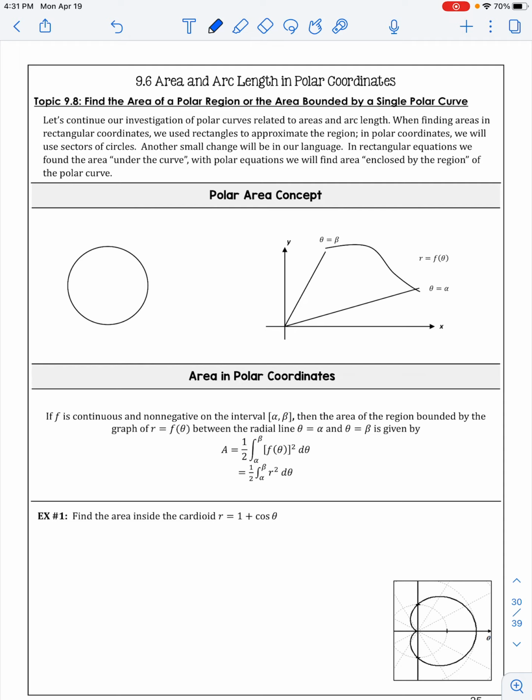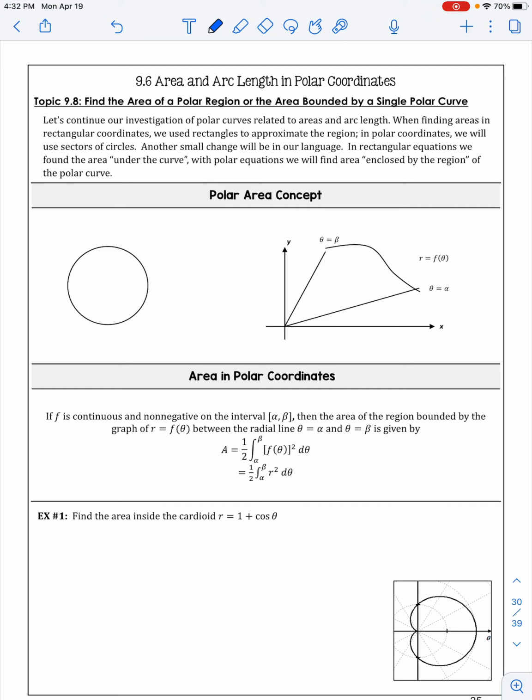When finding areas in rectangular coordinates, we used rectangles to approximate the region. That was our LRAM, MRAM, RRAM. We were using those rectangles. In polar coordinates, we are going to use sectors of circles.